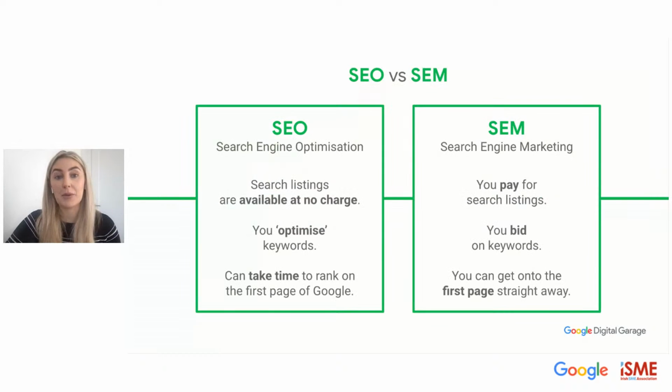SEO in itself is available at no charge, which of course is the main benefit of it. You pay nothing to search engines like Google. You rank based on relevancy to the search query. SEM is where you pay, but only when someone clicks on your ad. If your ad serves 10 times but has only been clicked on once, you only pay once.